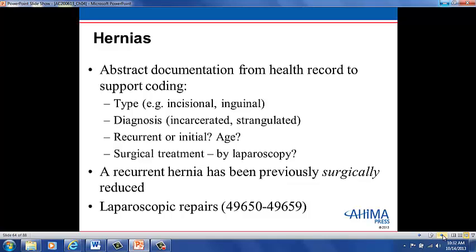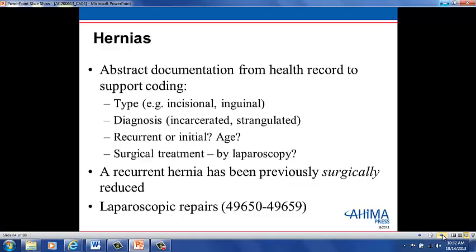Then the diagnosis: is it incarcerated? That is, the hernia cannot be reduced without surgical intervention. Or is it strangulated? The hernia is incarcerated, in which the blood supply to the contained organ is reduced. A strangulated hernia presents a medical emergency.